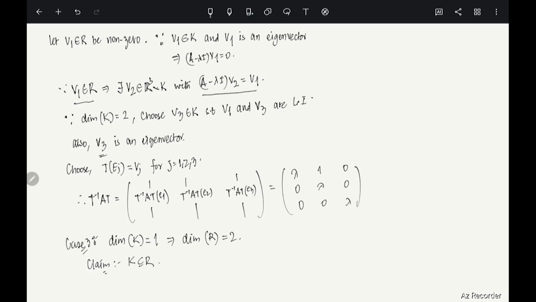This is what we will claim. Okay. We have to prove that. We did not prove it, but this is our claim. Okay. So, let's say this is not the case, then A minus lambda I times R equals R, right? Yes, if K is not contained in R, then A minus lambda I times R has to be equal to R.